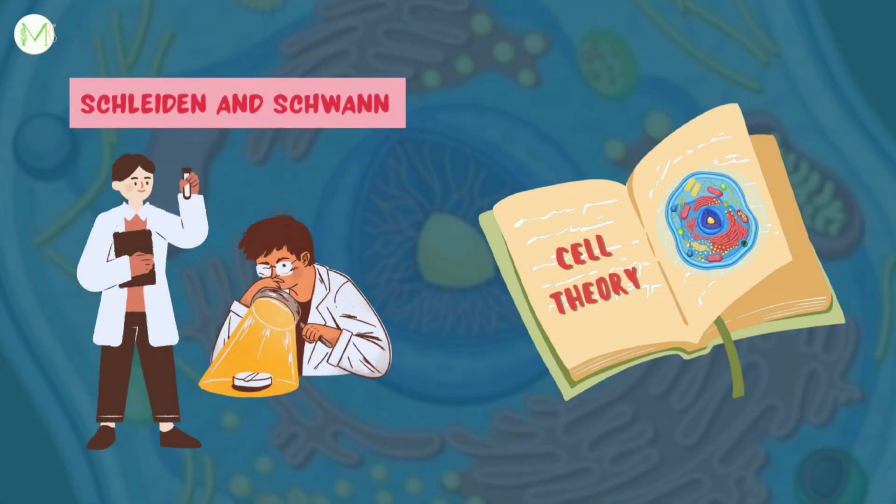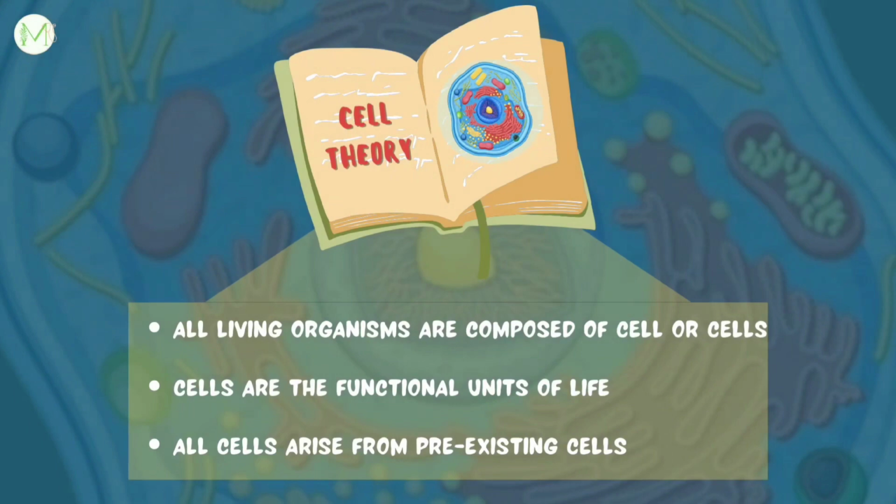Regarding a cell, Schleiden and Schwann proposed a theory called cell theory. Cell theory states that all living organisms are composed of cell or cells. Cells are functional units of life, and all cells arise from pre-existing cells.